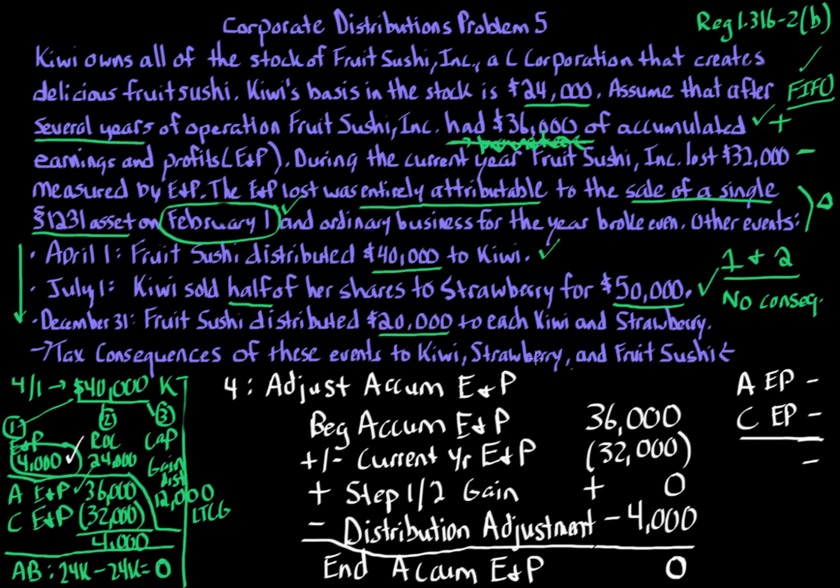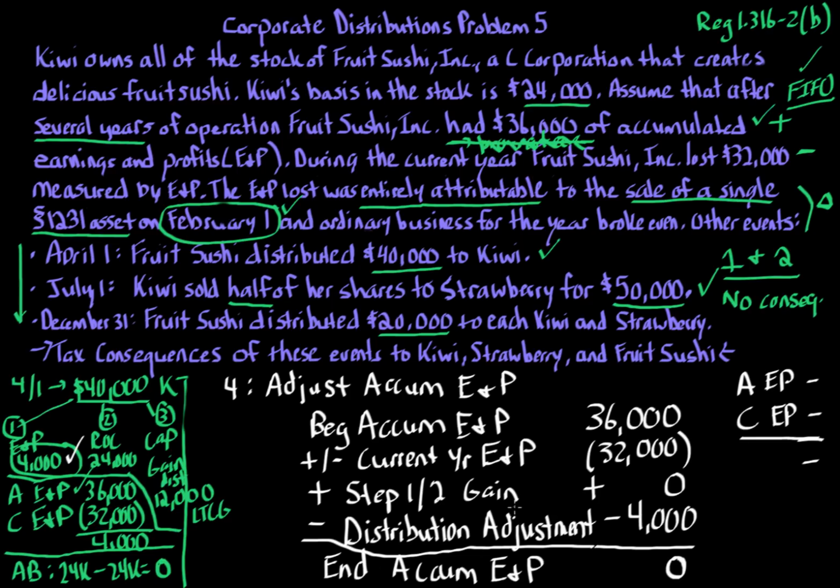But then when you do your adjustment for the ending accumulated balance, you just simply plug in the numbers, beginning accumulated EMP, you use the formula. Plus or minus the negative current EMP plus any step 1 or 2 gain, and then minus the distribution adjustment. So that's how things work. And the distribution adjustment would obviously be 0 because there's no dividends in that problem.